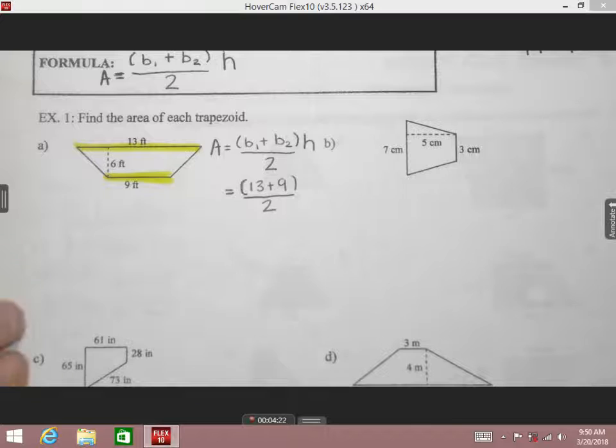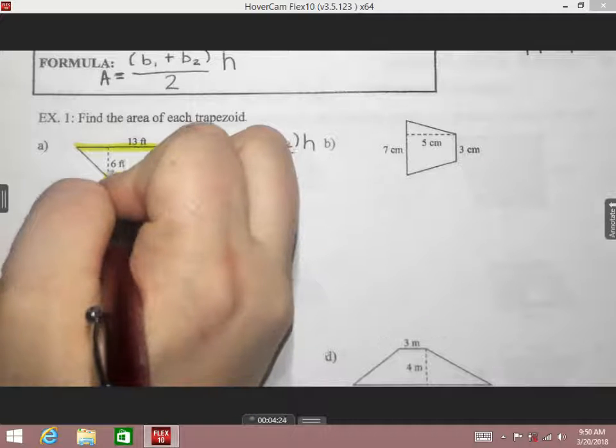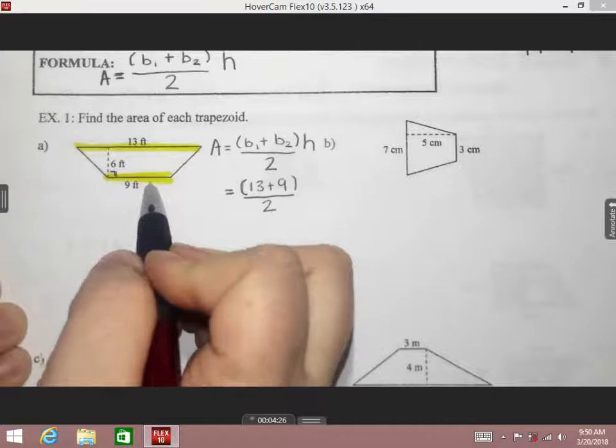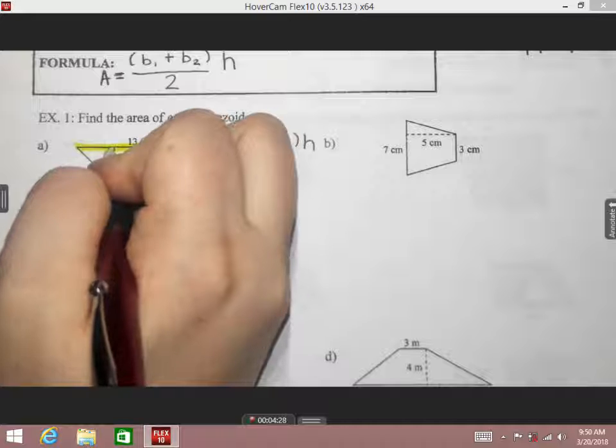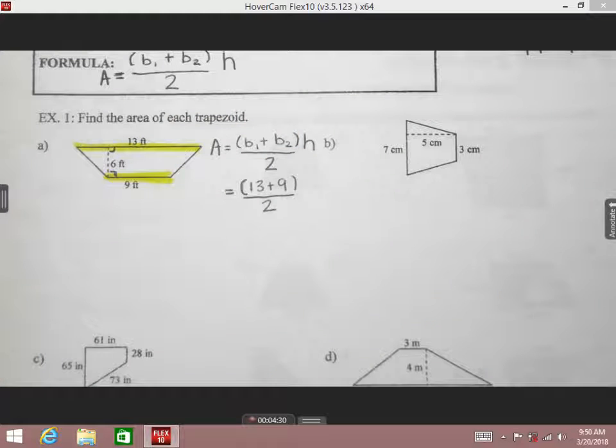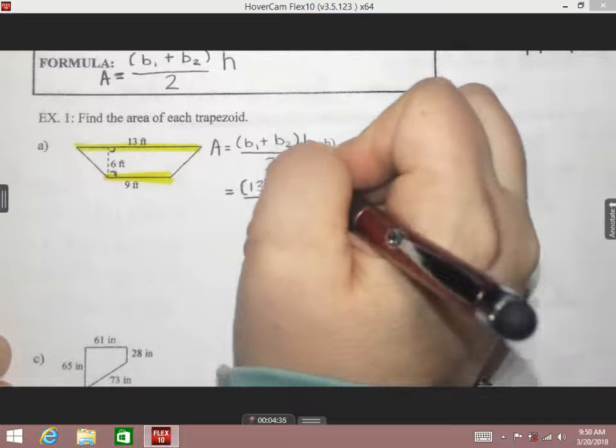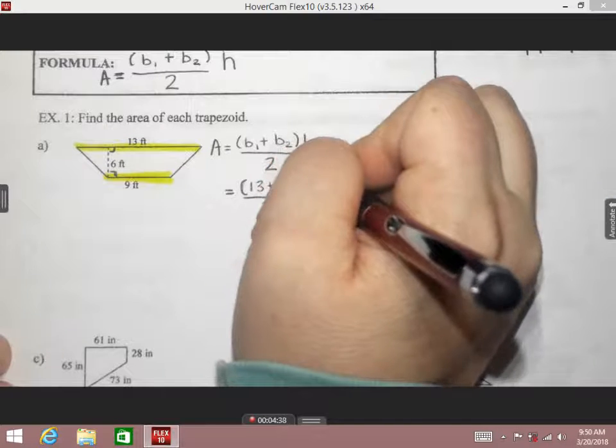A right angle. Do y'all see how this forms a right angle with the 9? And it also forms a right angle with the 13? So does my height still make a right angle with both of the bases? Absolutely. So right here I'm going to put times 6 because 6 is my height.